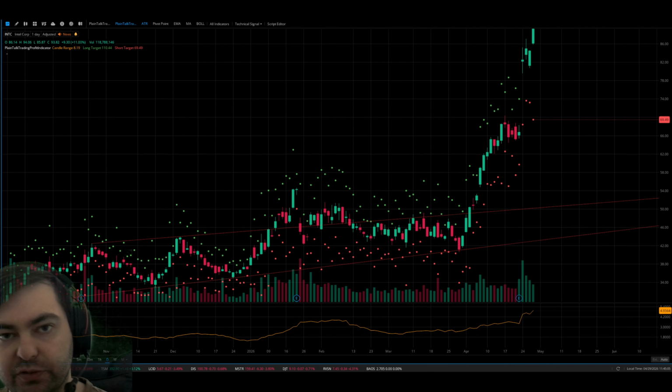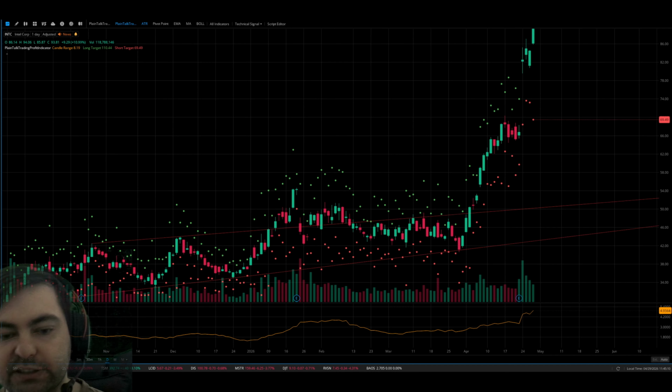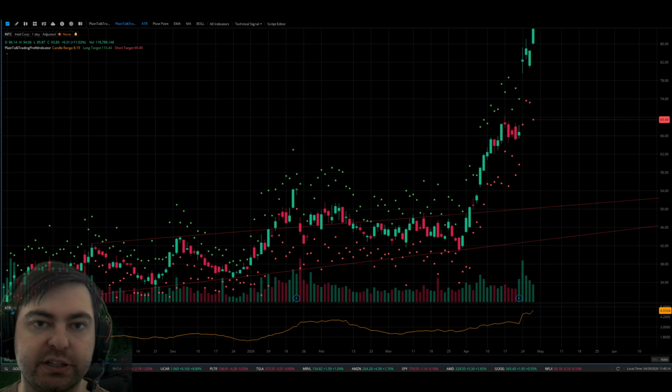The ATR stands for the average true range, and it's by default set to 14, where it takes the prior 14 candles. So when I'm on the daily chart, it takes the prior 14 days' range and divides it by 14, and that gives you the average range.